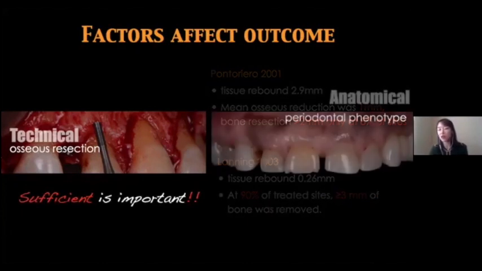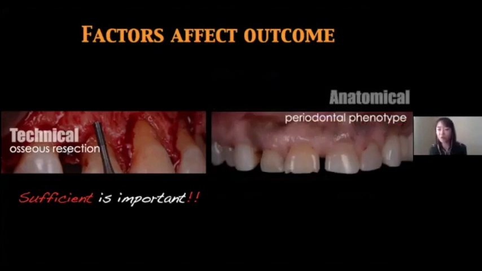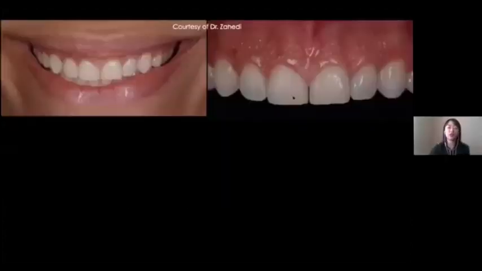And another anatomic factor is the periodontal phenotype. Here is a quick case. It's not a full case, but I want to show you how important the osseous resection is here. So here's a patient. Actually, this is not my case. I only took the picture, and I was not the one who did the surgery. So thanks, Dr. Zahidi, for sharing this case with me.